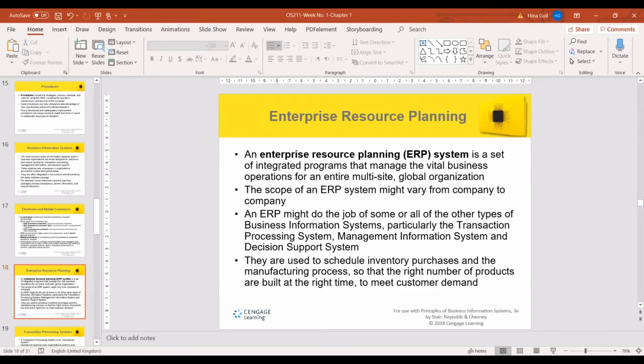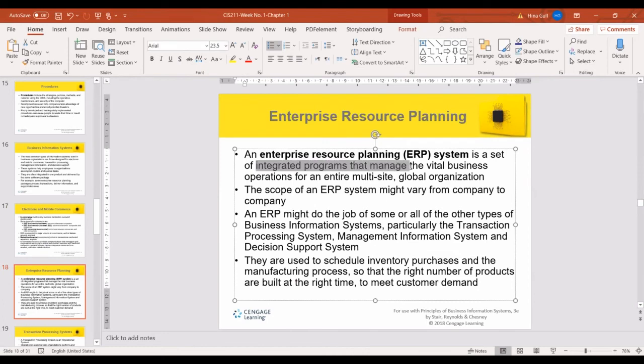As discussed earlier, an enterprise resource planning, or ERP, system is a set of integrated programs that manage the vital business operations for an entire multi-site global organization. The scope of an ERP system might vary from company to company. Small companies have a small scope, bigger companies have bigger, obviously. An ERP might do the job of some or all other types of business information systems. So in ERP, there is a collection of small information systems in one organization.